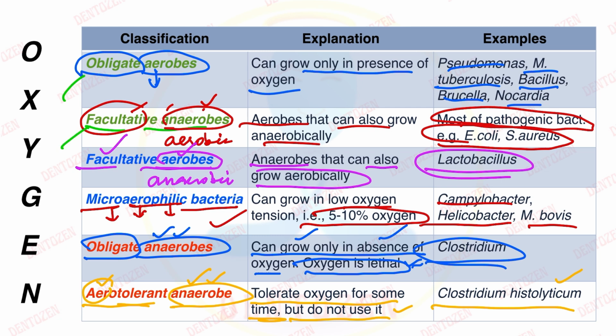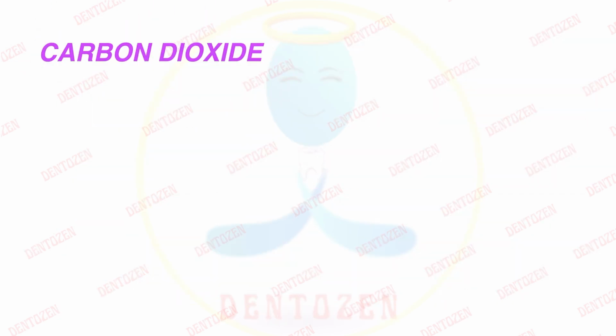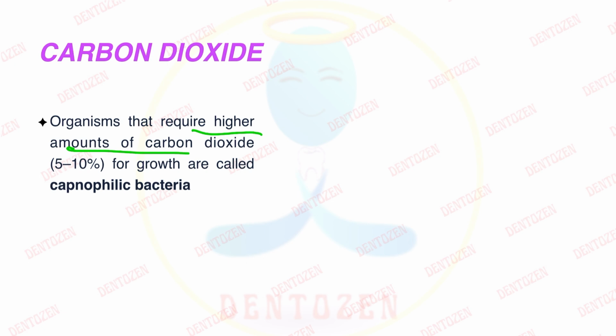Based on carbon dioxide, organisms that require higher amounts of carbon dioxide, 5 to 10%, are called capnophilic bacteria. Philic means loving, capno referring to carbon dioxide. So C for carbon dioxide, C for capno. So those are capnophilic bacteria. So examples are Brucella bovis and Streptococcus pneumoniae.